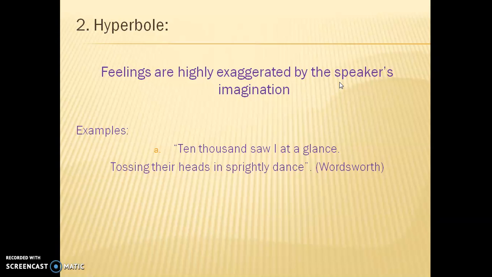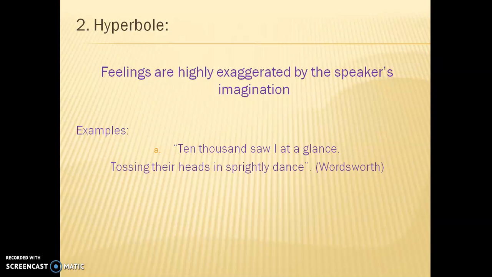Coming to hyperbole. Hyperbole means a manner of exaggerating things or ideas. In this figure of speech, things and feelings are highly exaggerated by the speaker's imagination and shown as much greater or lesser, superior or inferior than they really are. It is an inevitable way of expressing emotions under a flight of imagination. So, to be very precise, here human feelings or emotions are highly exaggerated by the speaker's imagination.